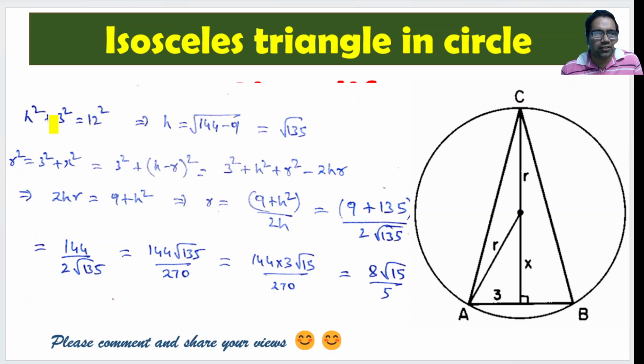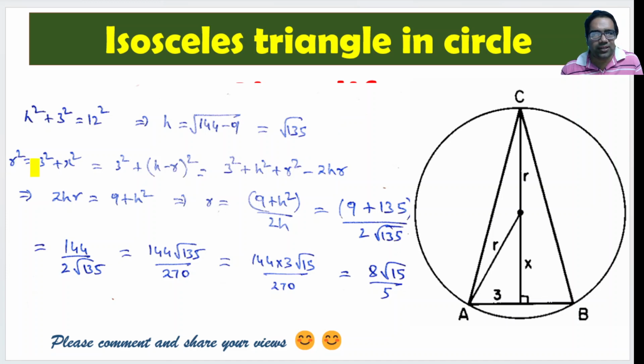That is already given. So h square plus 9 equals 144, h equals root of 144 minus 9, that is root 135. So this entire piece is root 135. Now you can see one more thing: x square plus 3 square is r square. What is x? The height minus the radius, so x is h minus r. And h is root 135.